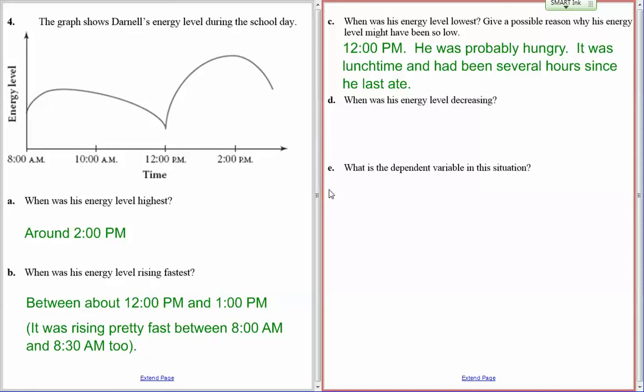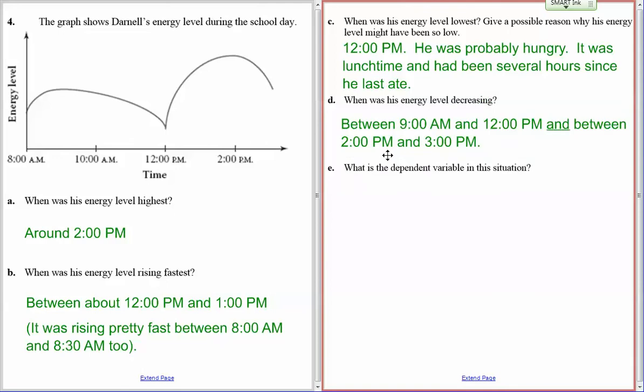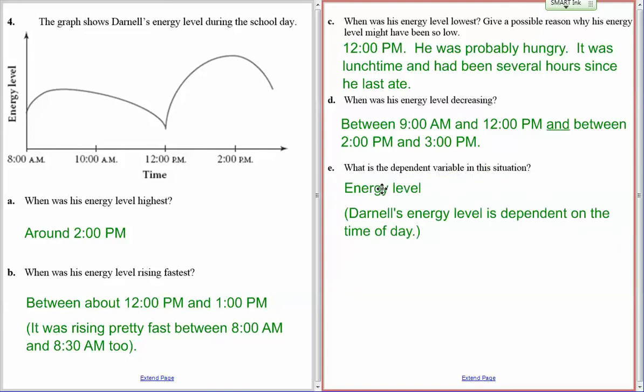When was his energy level decreasing? Well, I see 2 different instances where it's decreasing. I'd say from about 9 a.m. all the way to noon, and between 2 p.m. and 3 p.m. So 2 different instances. You had to state both. The dependent variable here is his energy level. His energy level is dependent on the time of day in this case.